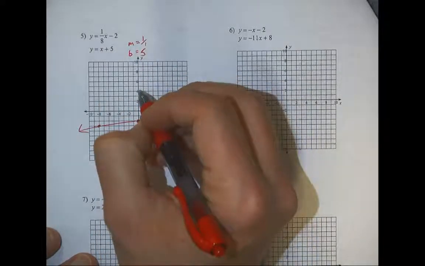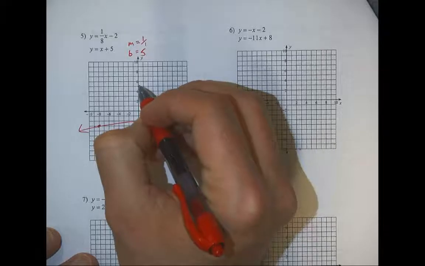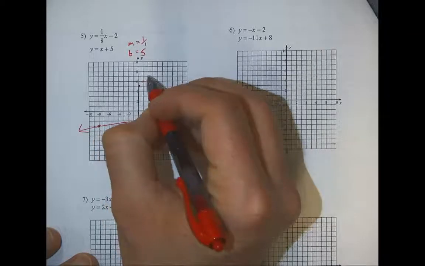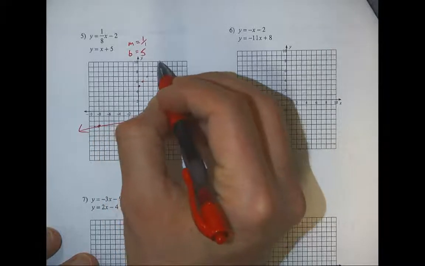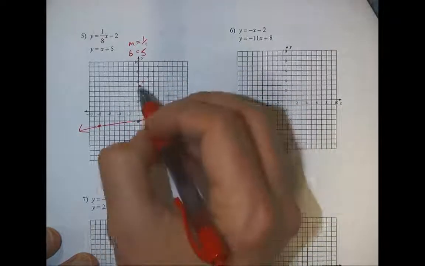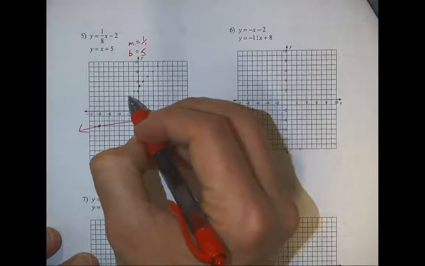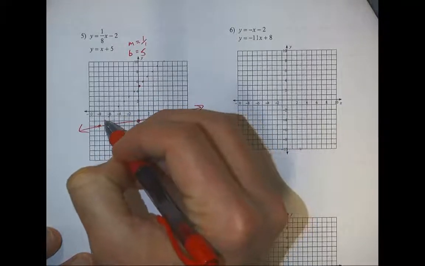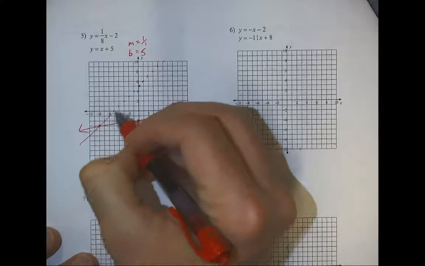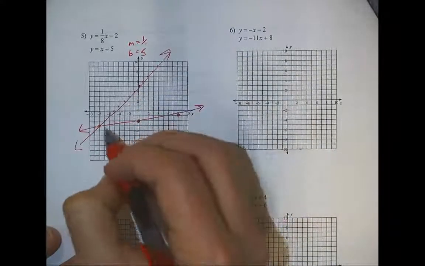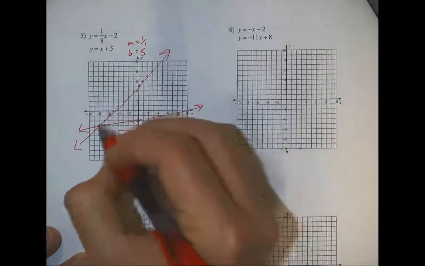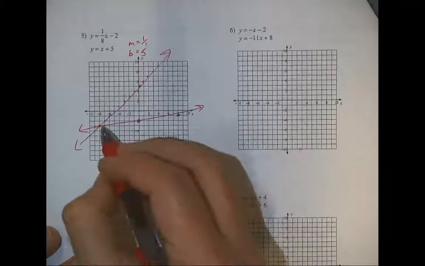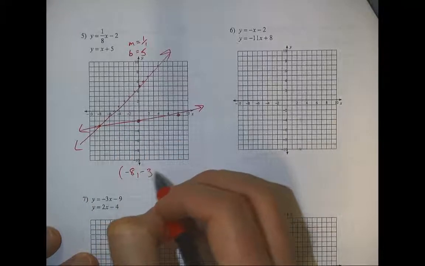So we are starting at 5 and going up 1 over 1. That's a 1 slope. So you can see this is going to end up hitting back here. Down 1, left 1, all the way across this graph. And eventually, sure enough, we hit right there. And that point right there, my x value is -8, and my y value is -3.